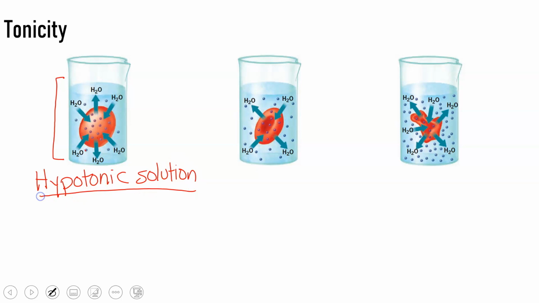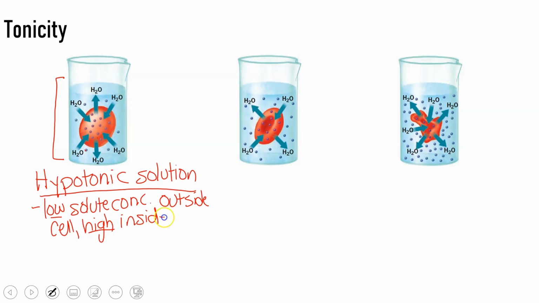Okay. Like we said, the hypotonic solution has a low solute concentration outside the cell and a high solute concentration inside. The best way to remember this is that hypo and low go together. Okay. If you'll notice, if we count the number of arrows, more of the arrows and more of the water is moving into the cell. So the net water movement is into the cell.